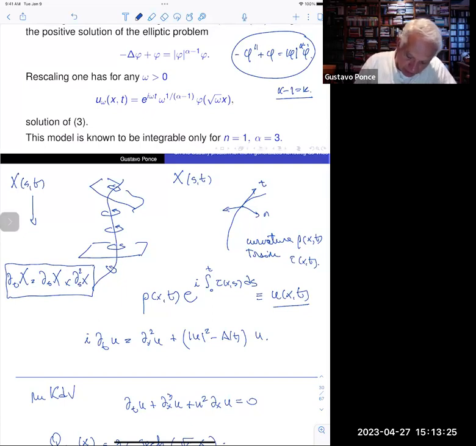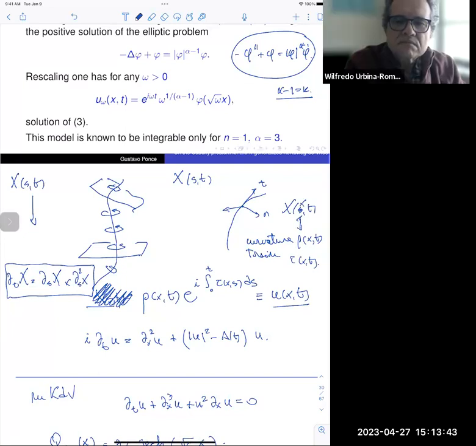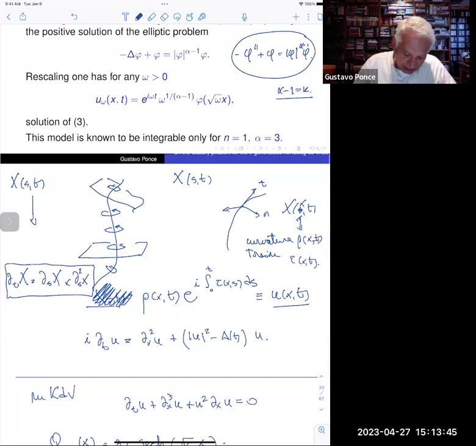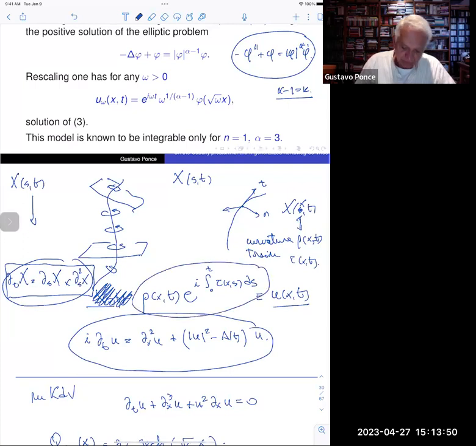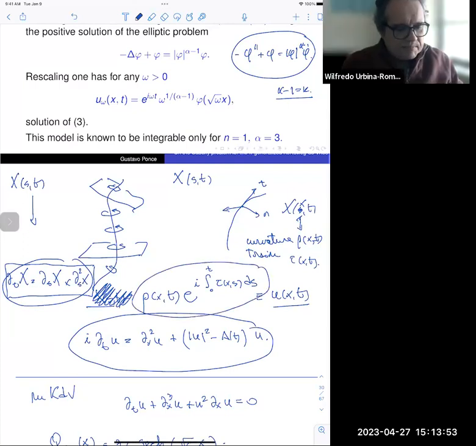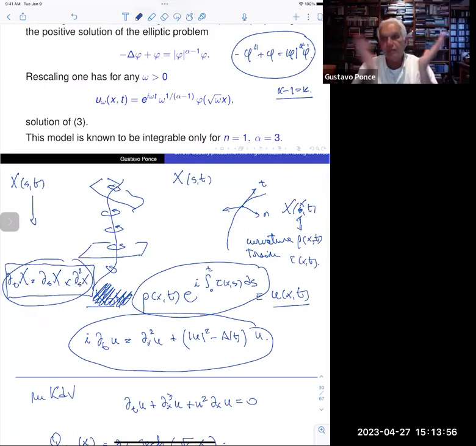Then if you call this x, to recover x you only need to know this. To recover x, you need to know the curvature and the torsion. The way that this equation transforms is exactly the way this equation transforms this quantity. There are a lot of relations between vorticity, Schrödinger and the modified cubic KdV.